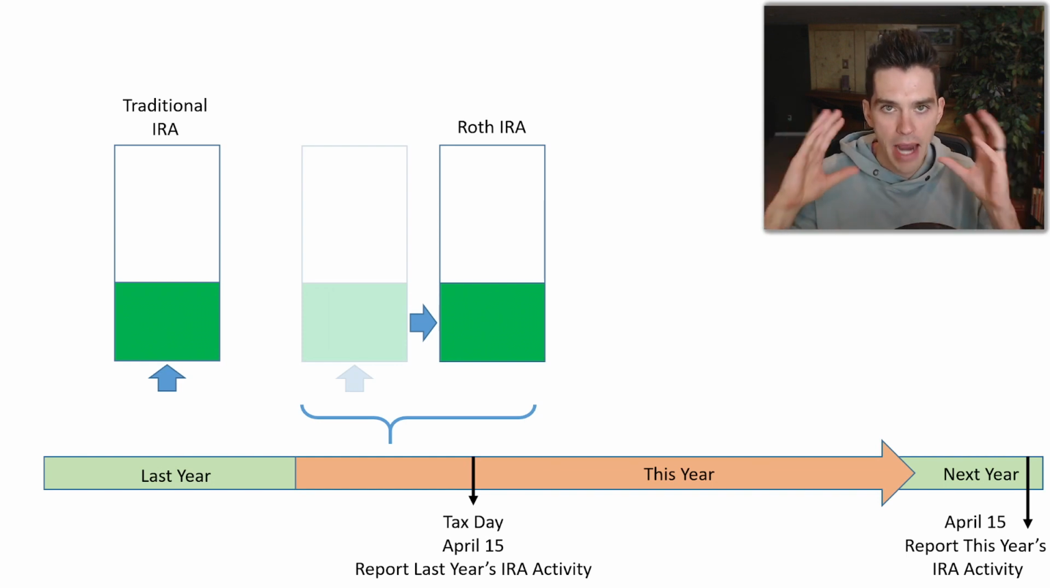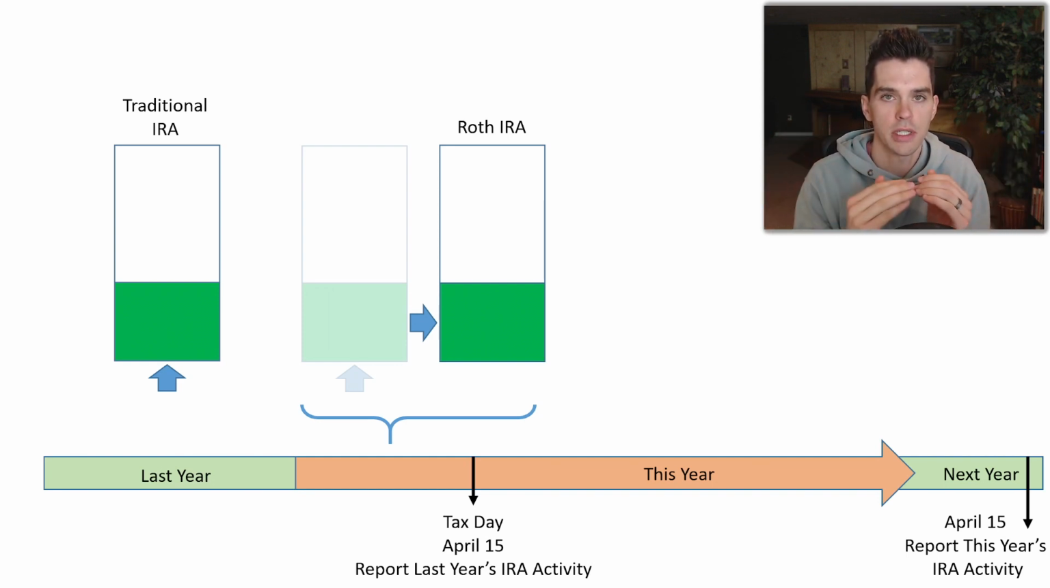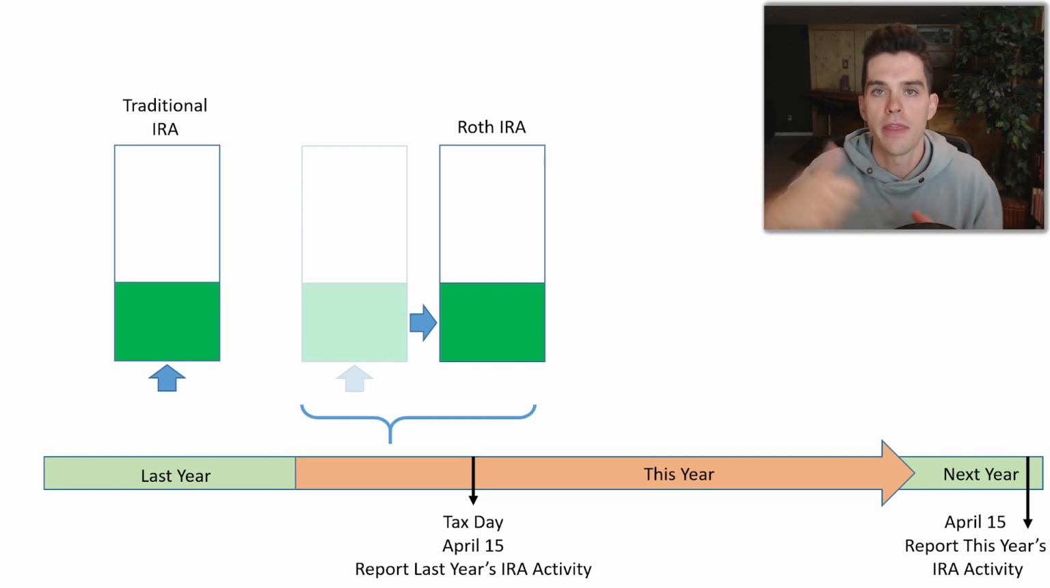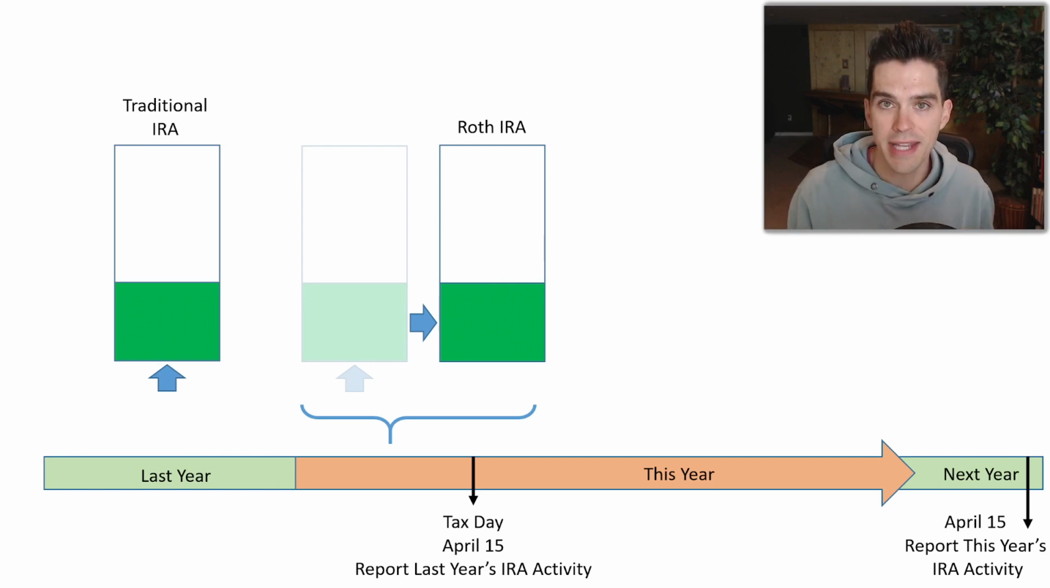So you always have to remember the backdoor Roth IRA is not a single operation. It's a name we give to two separate operations, the non-deductible contribution and the conversion to Roth. Only one of those can we treat as if it happened last year. But that's okay. There's really no downside to it. It's just the complexity of filing your tax returns.